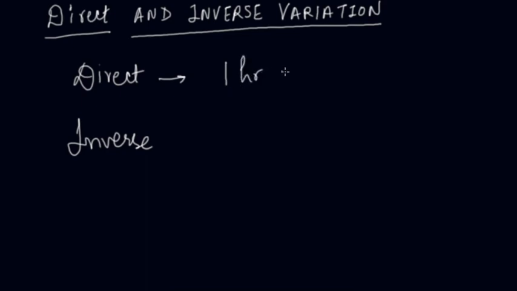In 1 hour, the car travels 20 miles, right? So essentially in 2 hours, it should travel 40 miles. So it's a direct proportion, 1 hour 20 miles, 2 hours 40 miles. Absolutely direct proportion. Which means it is proportionately increasing. But what is an inverse proportion?